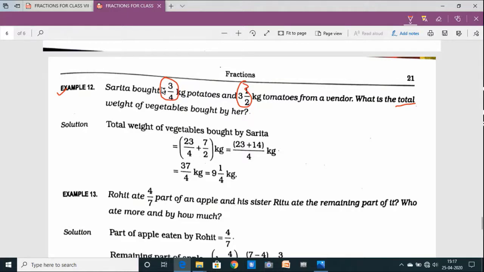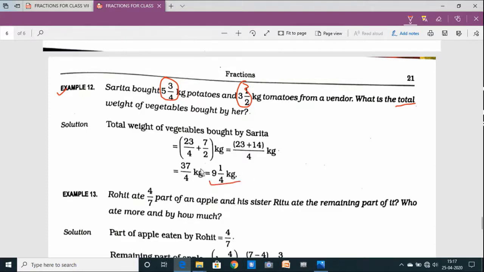5 wholes 3 by 4: 5 fours are 20 plus 3, 23 by 4. And 3 twos are 6 plus 1, 7 by 2. The denominators are different. Take the LCM of 4 and 2, we obtain 4. So 23 will be written, and 4 will be divided by 2, we obtain 2. 2 into 7, 2 sevens are 14. So 23 plus 14, added, it becomes 37 by 4. Once again, 37 by 4 is an improper fraction. Your question is in mixed fractions, so the answer will also be in mixed fractions.